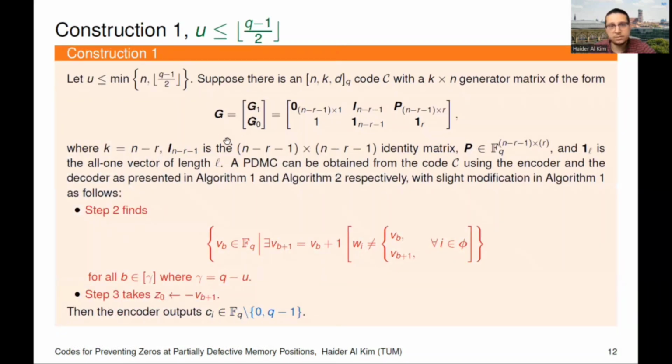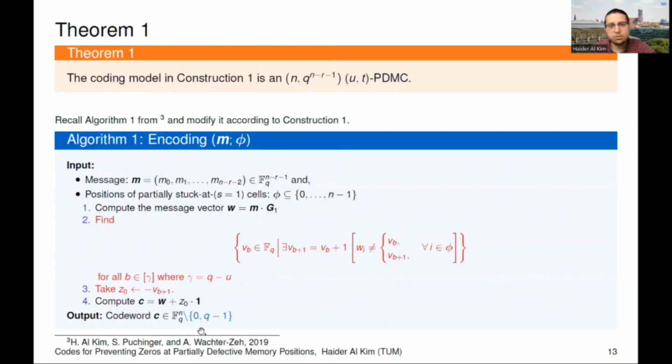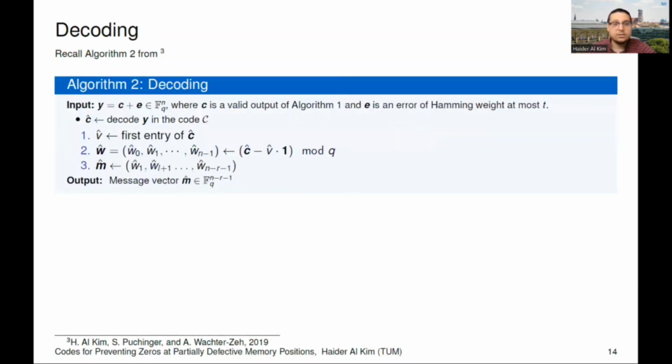This is our generator matrix, which has some g_1 for error correction capability, and g_0, which is the all-one vector here. So the output vector will be something from all positions in F_q^n, except 0 and Q minus 1 at the c_i position. Okay, so the decoding does not change here. We follow exactly the same decoding from [3], given in this paper.